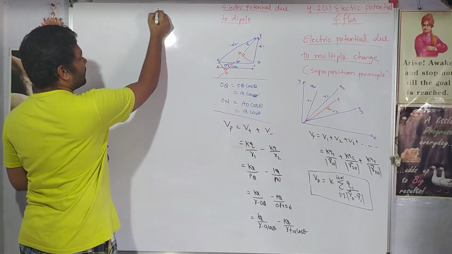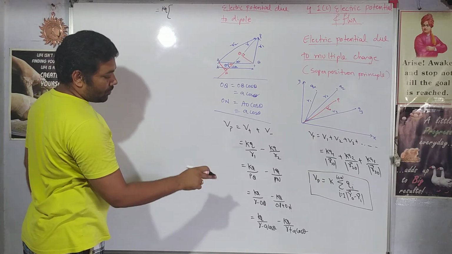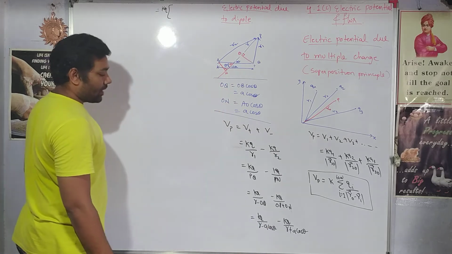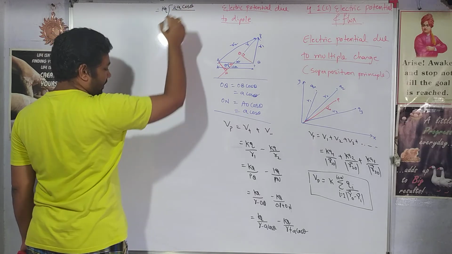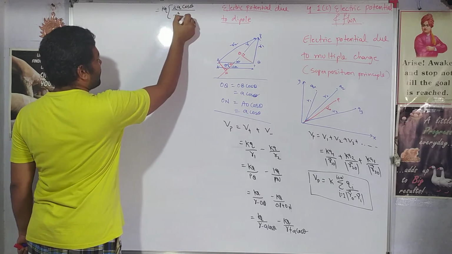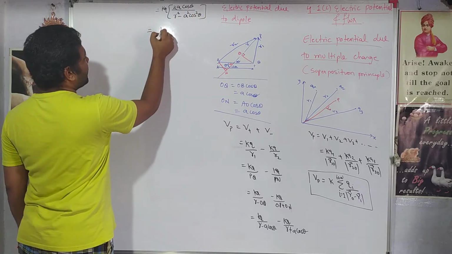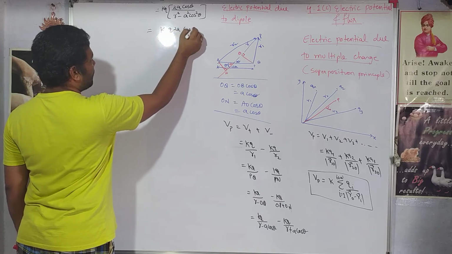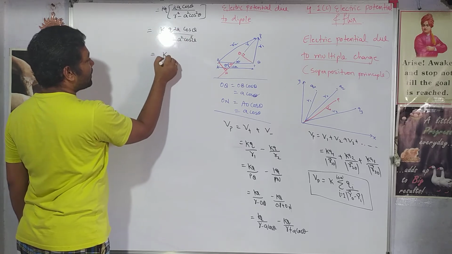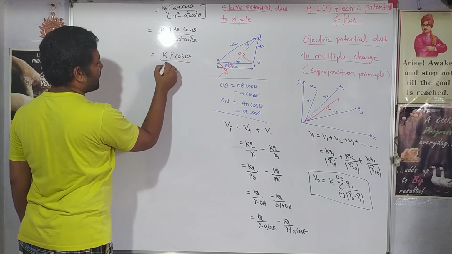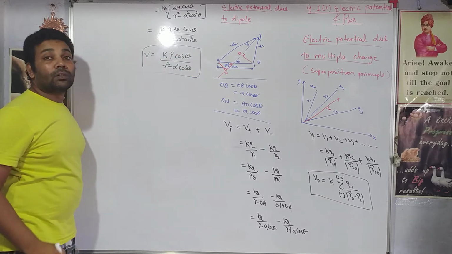Let us simplify this further. This will give KQ common, times 1 upon R minus A cos theta minus 1 upon R plus A cos theta. If you simplify, the numerator will leave 2A cos theta, and the denominator will give R square minus A square cos square theta. So this will be KQ 2A cos theta upon R square minus A square cos square theta. We know that Q into 2A is the dipole moment P. So KP cos theta by R square minus A square cos square theta. This is the electric potential at any point due to a dipole.